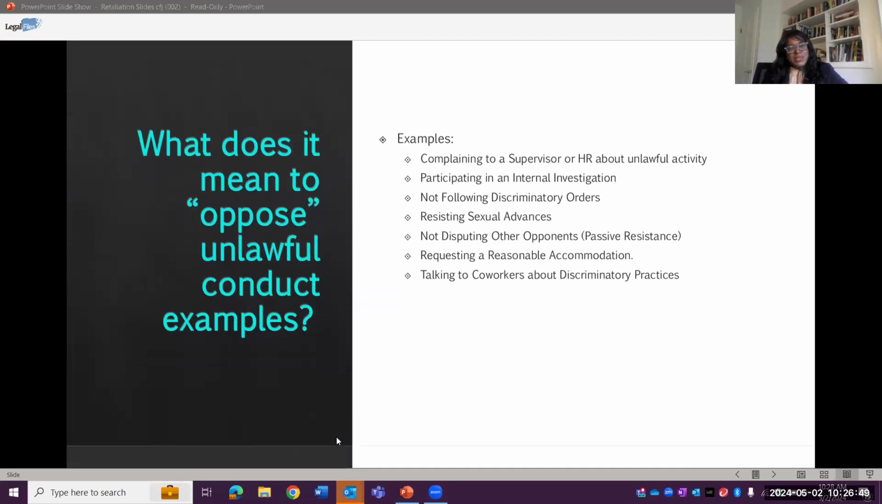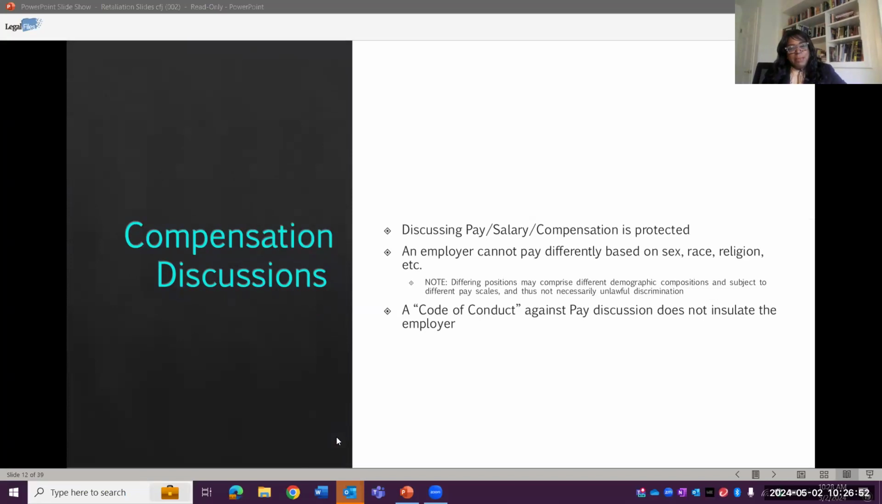Okay, so then let's move on to a different concept, and that is compensation discussions. Let's pivot all together and look at that. So in general, an employer cannot pay comparable employees differently based on their gender, their sexual orientation, their nationality, etc. It's important to note, though, that there are different variables to consider that might account for a deviation from this rule, like the demographic composition or the bargained pay scales that a union might have.